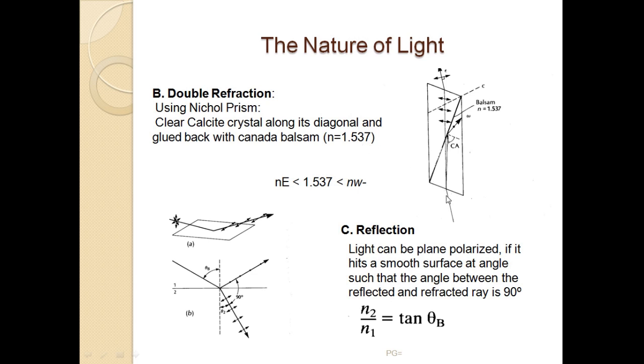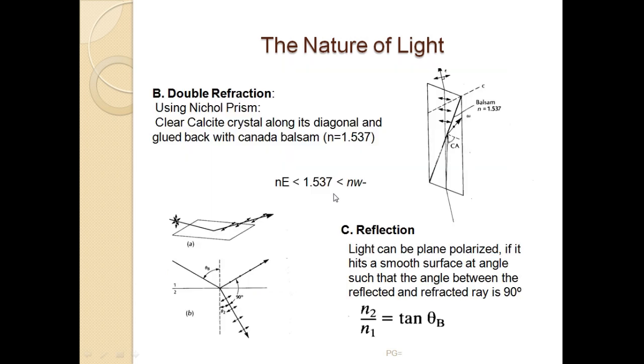So when an unpolarized light enters the Nicol prism, it splits into two rays, the ordinary ray and the extraordinary ray. The ordinary ray is expressed as omega, and the extraordinary ray is expressed as epsilon. Omega has an RI greater than 1.537, whereas epsilon has an RI less than 1.537. When these two rays hit the balsam surface, the ordinary ray gets totally internally reflected and is absorbed by the black coating, but the extraordinary ray passes through the crystal and comes out as plane polarized light.